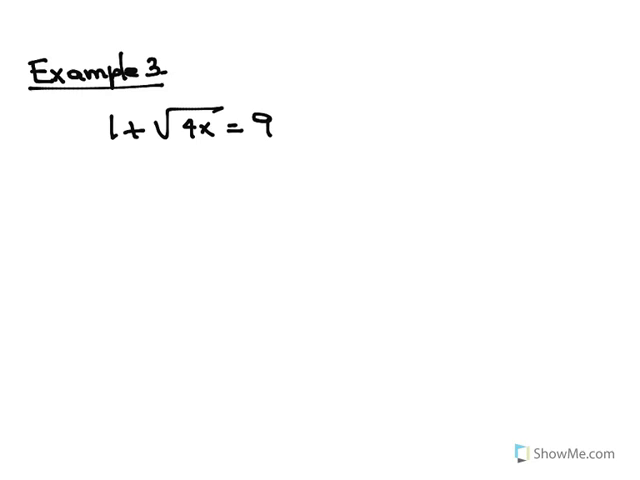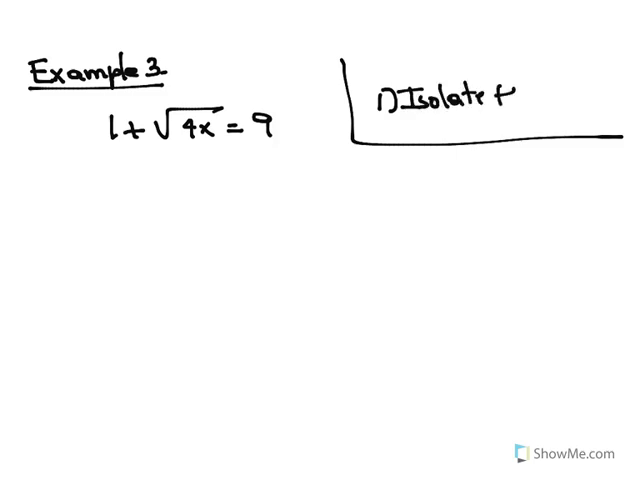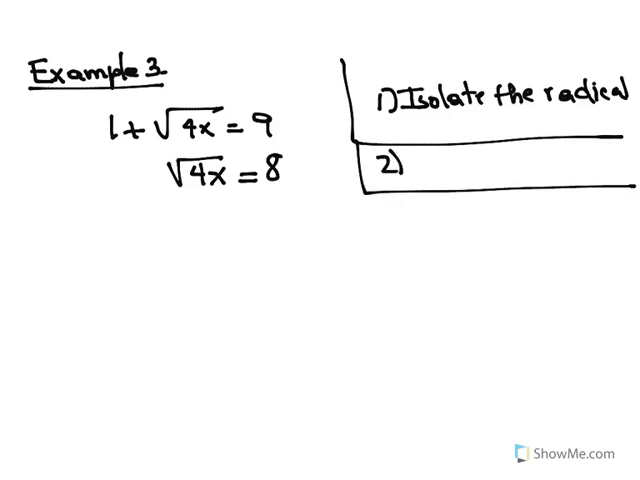Now I have 1 plus the square root of 4x is equal to 9. Remember that the first thing I need to do is I need to isolate the radical. Okay, that's my first step, always. So isolate the radical means I'm going to subtract 1 on both sides, and I get 8. Okay, now I need to square on both sides. I need to eliminate the radical.